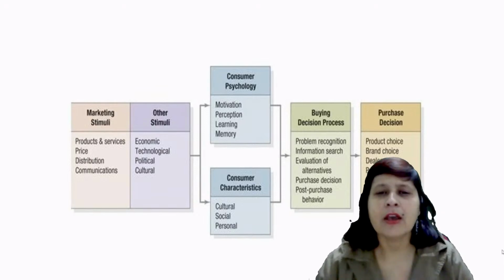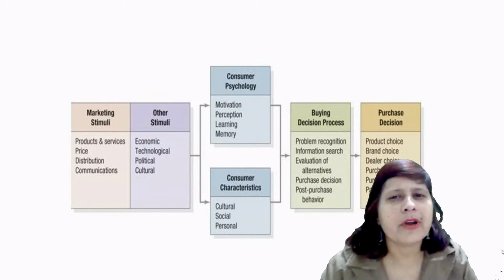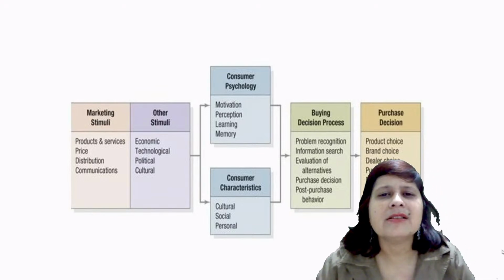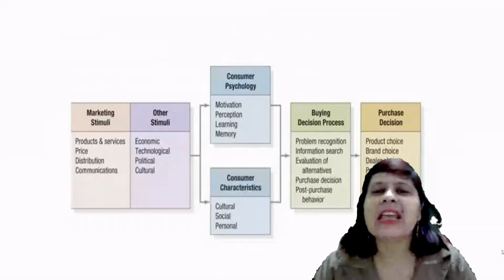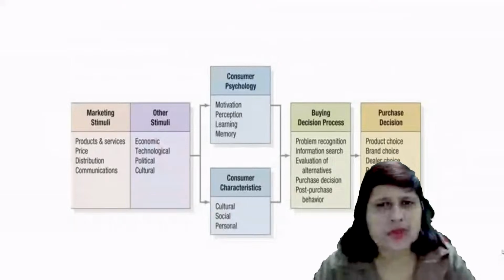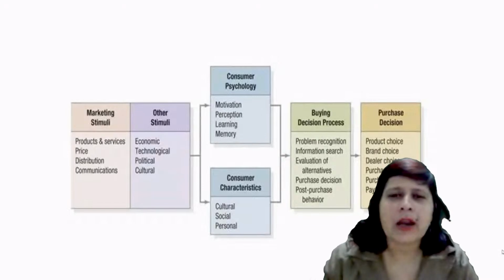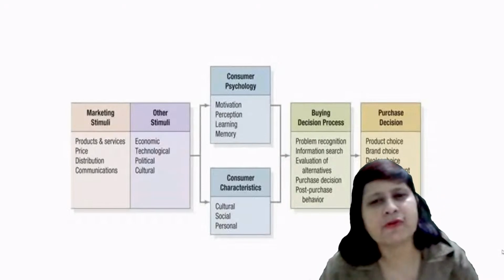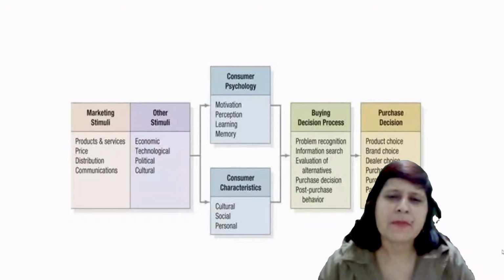Then communication. You have to communicate how your product can fulfill their needs and how your product is different from other similar products. Communication plays an important role. Advertisements and sales promotions are all a sort of communication. All these are marketing stimuli, right? Advertisements create the need for the product in the market. So marketing stimuli play an important role in consumer behavior.